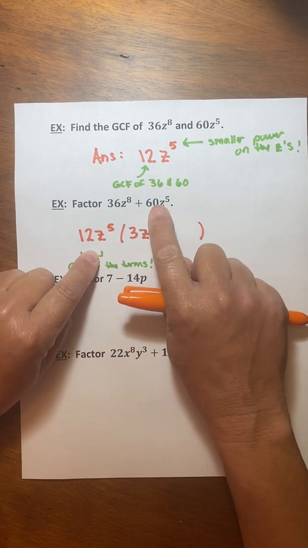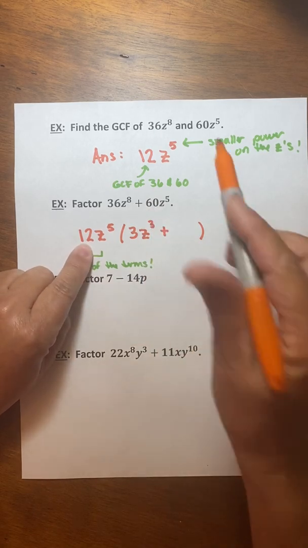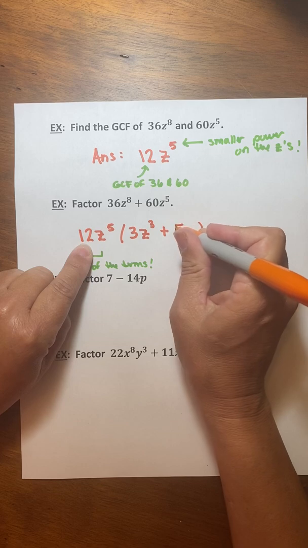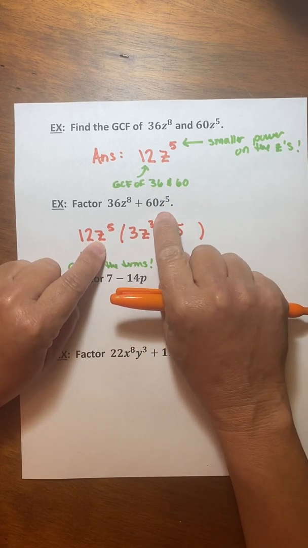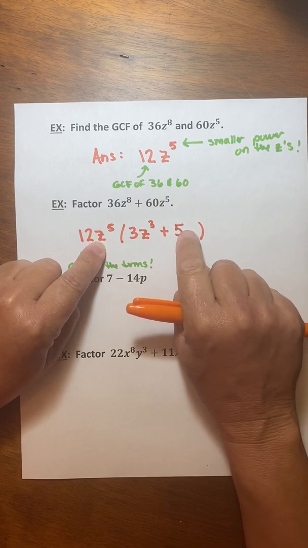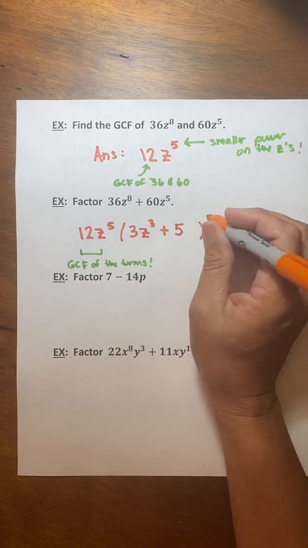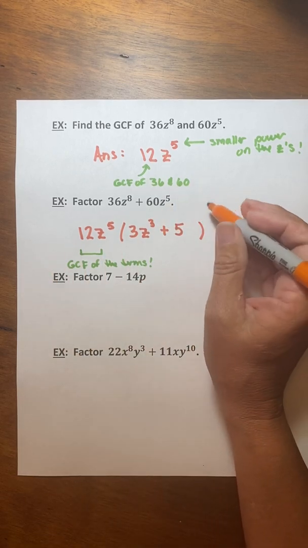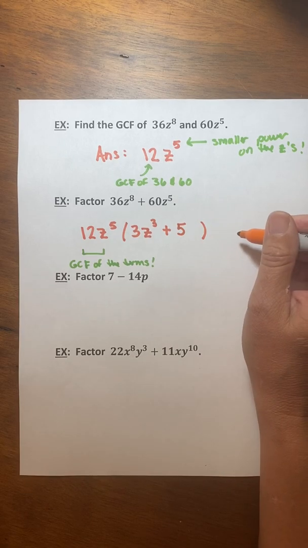All right, now let's look at the second term. If we took a factor of 12 away from 60, 12 times what is 60? 5, right? Well, z to the 5th, we took away all z to the 5ths. So there's no term z here. We took all of them away. We could put z to the 0 because there would be none left, but we don't. We just leave it like that. That wouldn't be considered simplified.